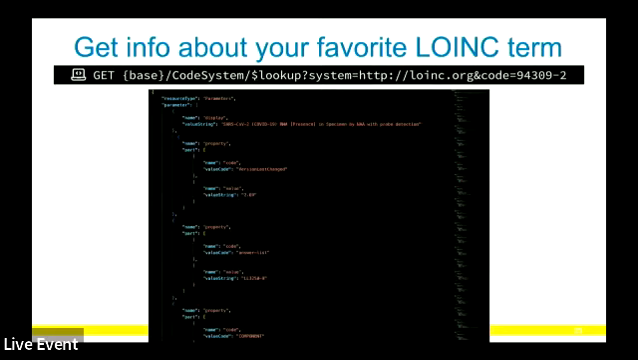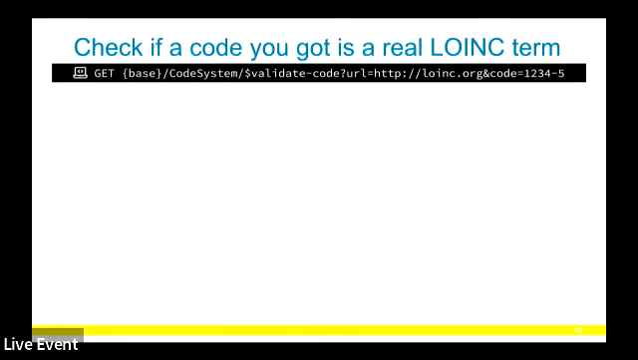in a structured way. And you can see from the preview scrolling on this page that for any given LOINC term, for example, there are a whole bunch of different properties that you can retrieve and make use of. Similarly, if you wanted to validate the code that you received in your system is a real LOINC term or a real term in any coding system, you can use the validate code operation.